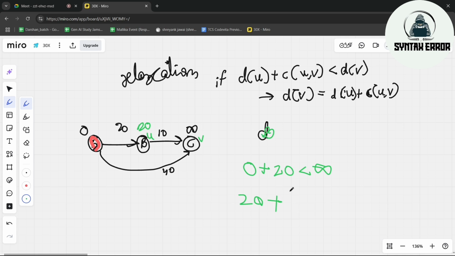Okay. So d of u is the distance of u, which is 20. We will add the cost of u to v. So what is the cost of u to v? 10. 20 plus 10. Oh, we cannot try it directly. Wait.